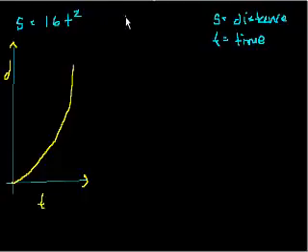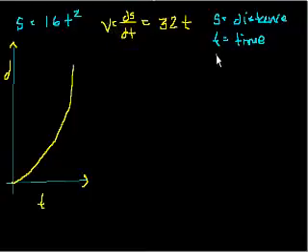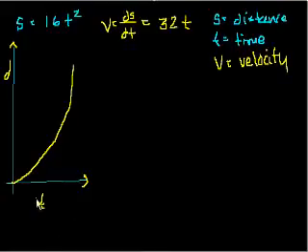So ds/dt is equal to, what's the derivative here? It's 32t, right? And this is the velocity. Maybe I should switch back to, well, let me write that. V equals velocity. I don't know why I switched colors, but I'll stick with the yellow.